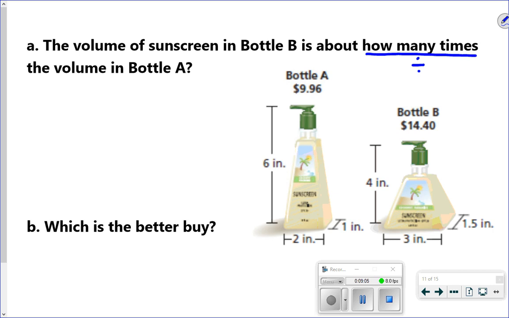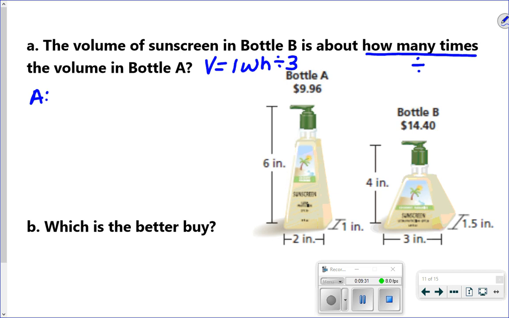We're going to assume they are perfect pyramids, even though we can see the top isn't perfectly to a point. That's why the word about is in there. We're going to go ahead and just assume they're perfect pyramids, and then we're going to divide with our answers. So I'm going to start with bottle A. And remember our formula. These are both rectangular pyramids. Length times width times height divided by 3. That's what we're going to be using.